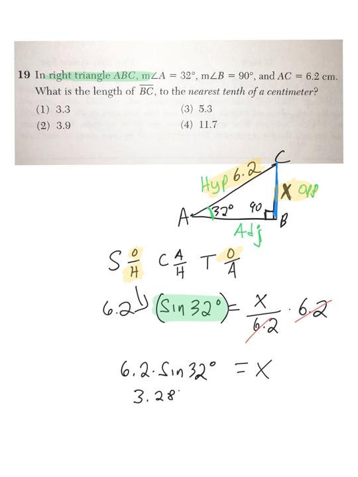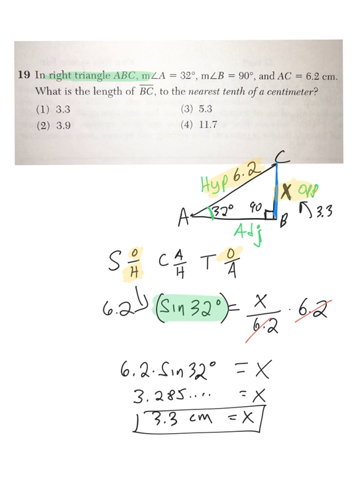3.285, and it repeated infinitely. We need to round it to the nearest tenth so we can get a good look at what our answer is actually going to be. This rounds to 3.3, and we're talking about length here. We're talking about centimeters. So 3.3 centimeters equals X. Remember, X was side CB, which is what they were asking for to begin with, which means the correct response to this problem is 1.